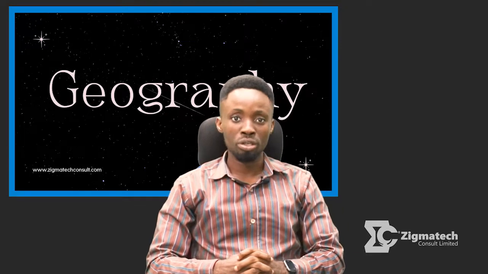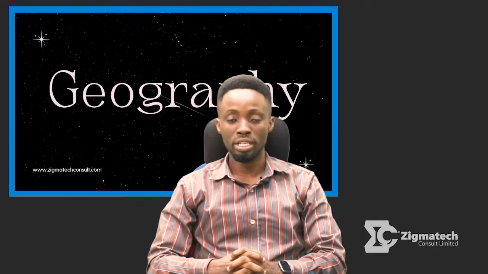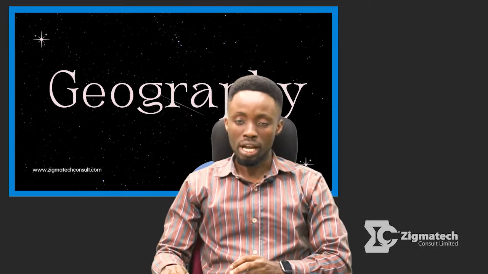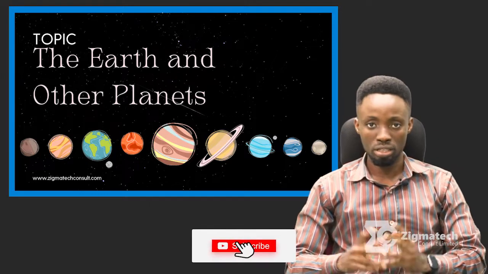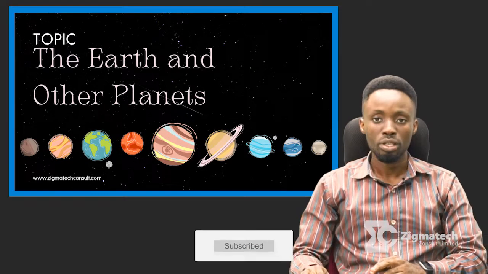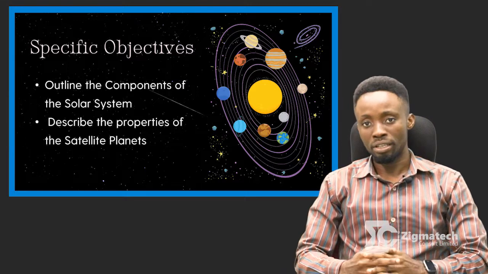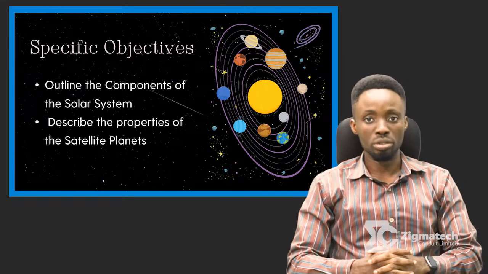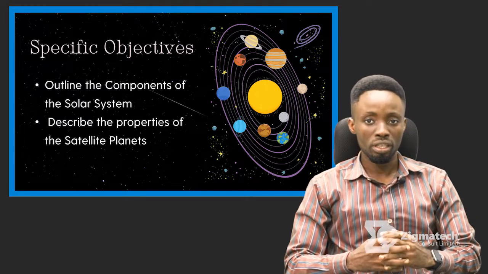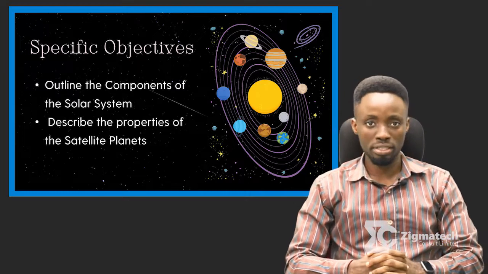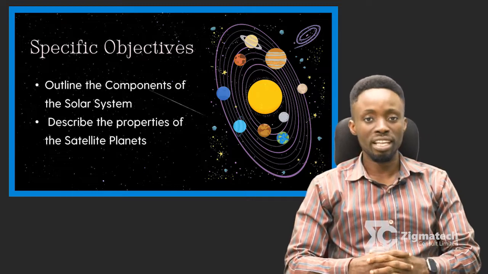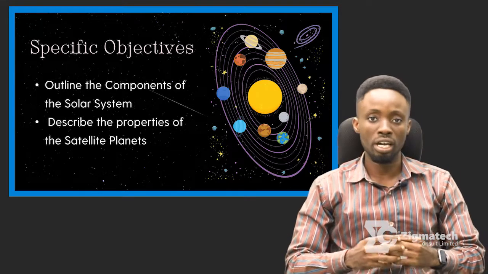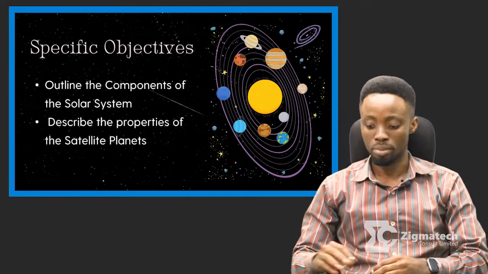So today I'll be your tutor for the subject Geography. And in today's lesson, we'll be looking at the Earth and other planets in our solar system. So, for our objectives of the lesson today, we are going to consider the various components of the solar system and also be looking at the properties of the satellite planets we have in our solar system.